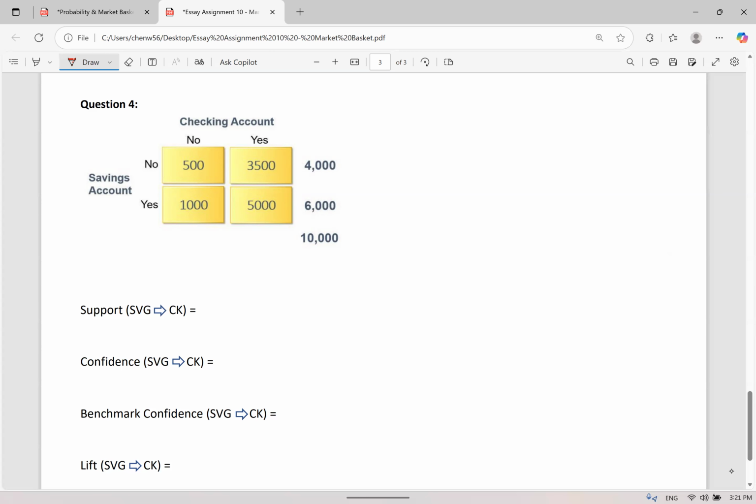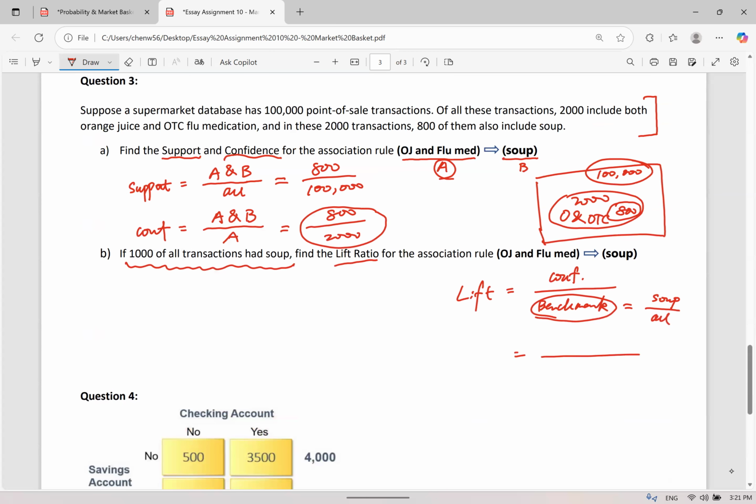What did you get for 3B, the lift ratio? I got 40. Yeah, that's correct. You're on the right track. Awesome. Thank you.